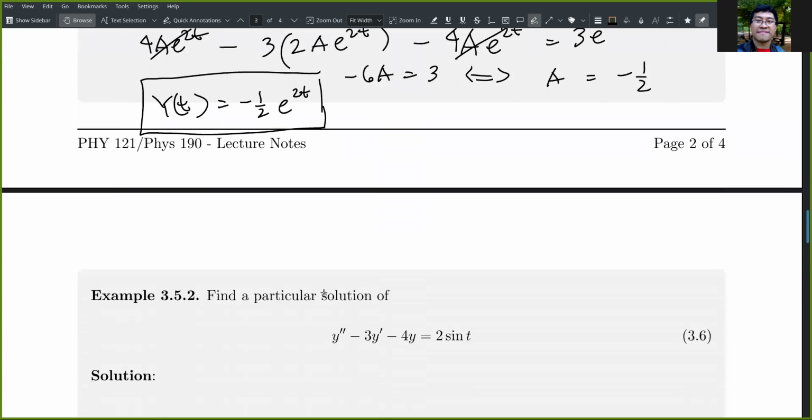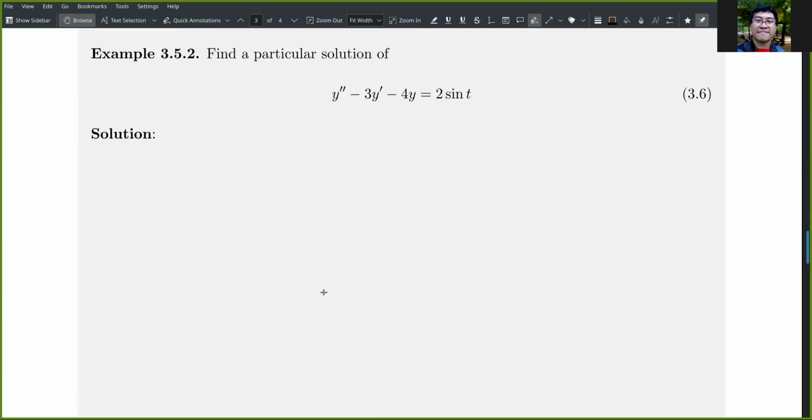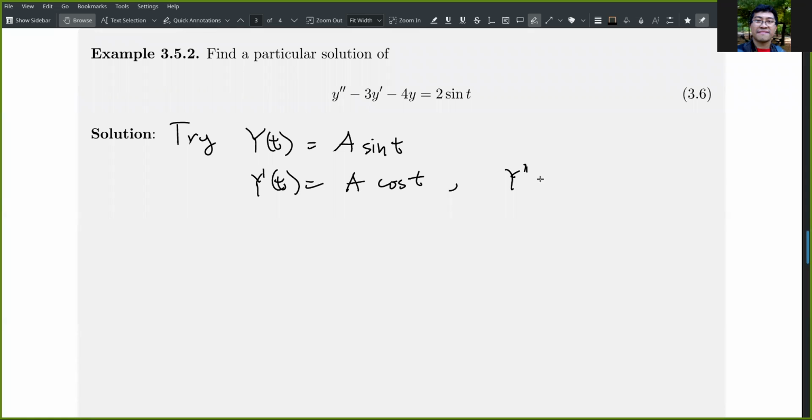Okay, another example, find the particular solution of this. Similar to what we did, let's try y(t) as a multiple of sine t, say a sine t, so that y prime is a cosine t and y double prime is negative a sine t.